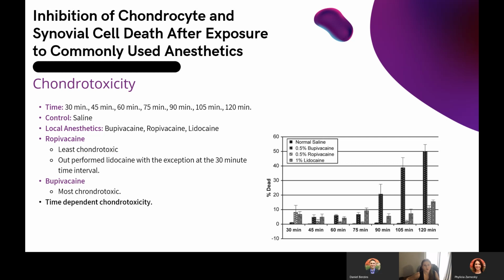For the most part, ropivacaine outperformed lidocaine. There was an outlier at the 30 minutes where cytotoxicity decreased after 30 minutes. However, with ropivacaine compared to lidocaine, there was a larger standard error bar. So this is saying that the lidocaine was less chondrotoxic at the 30-minute mark versus ropivacaine, but there was a much higher standard error bar here that you can see.